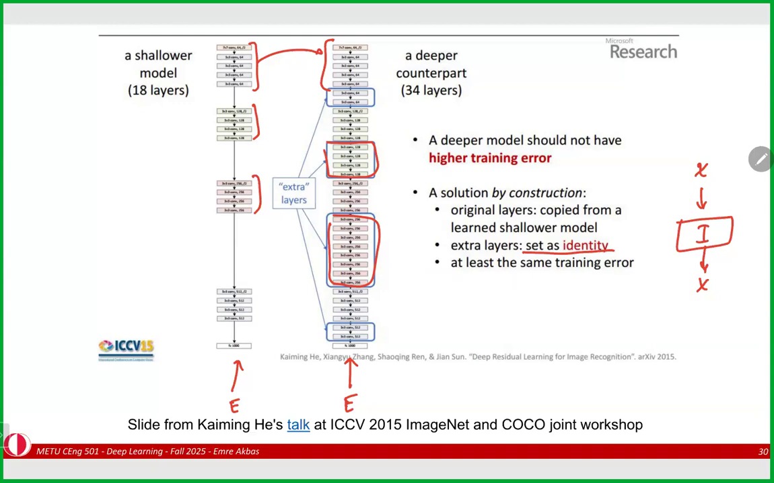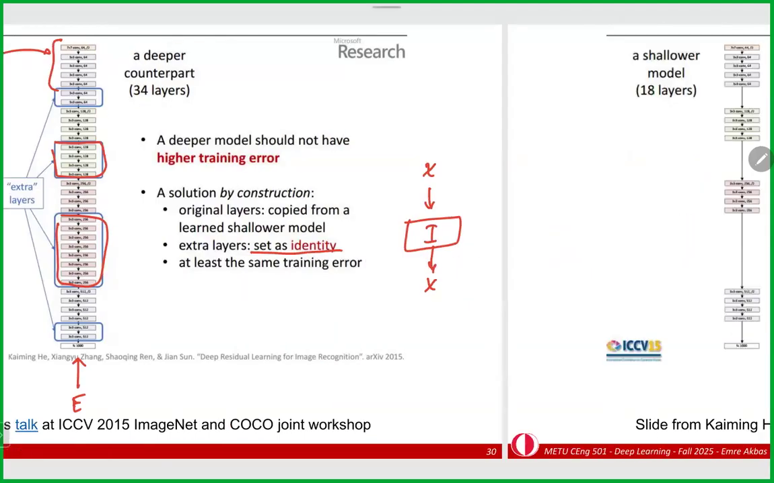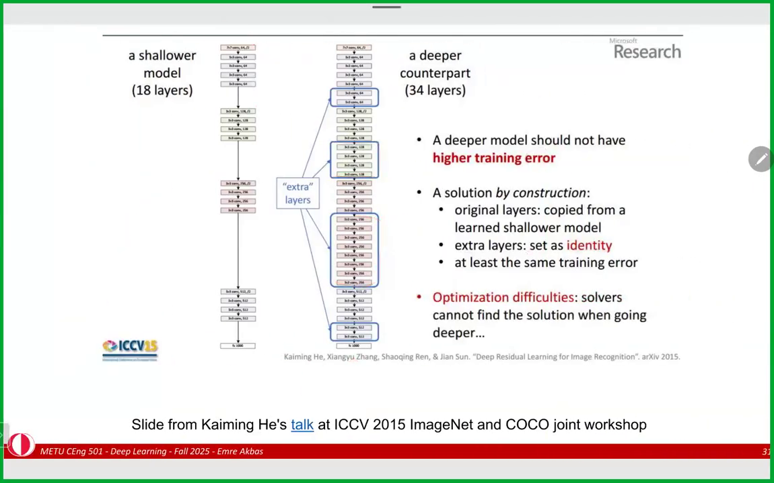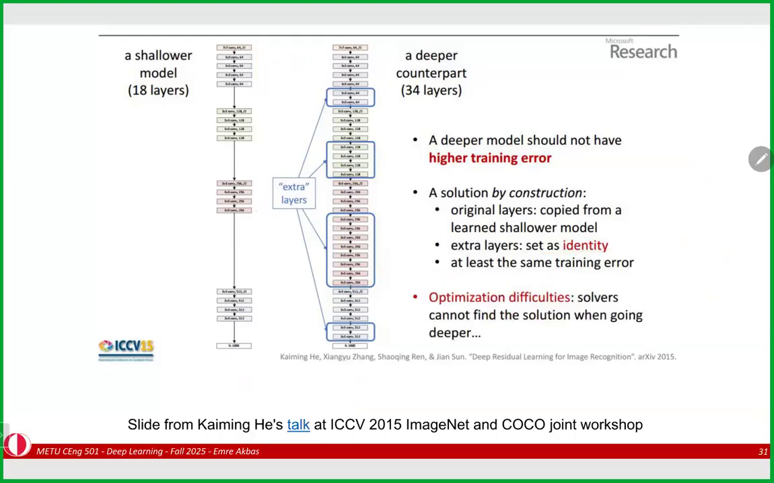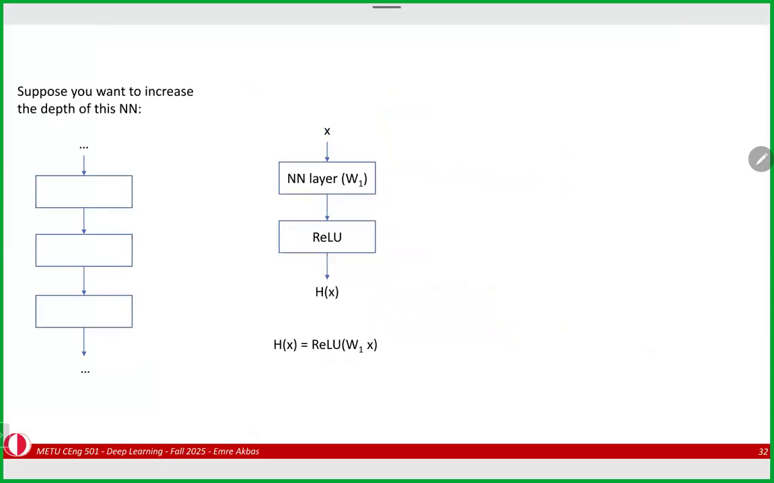Okay, this is what they said. So let's put in identity layers, and then they tried to do this, but they were faced with optimization difficulties. So solvers cannot find solution when going deeper. So even if you initialize these with identity and start training from this point, they faced optimization difficulties. So they needed another solution which achieves the same effect. And that solution is the residual networks, the residual connections.